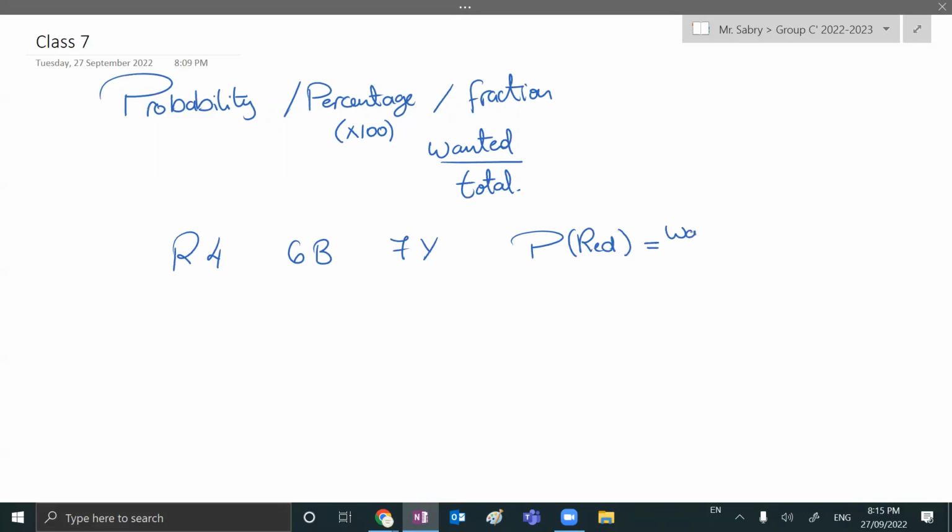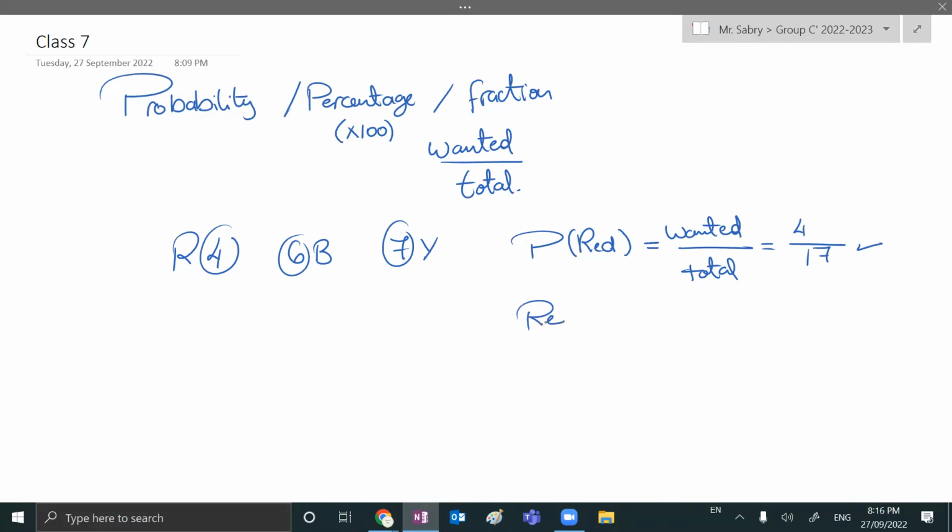Right away, you'll write the rule, because that's what we do to remember and to organize our thoughts. Just write the rule, and then the wanted is red. How many red? 4. Over the total. The total is all of them together, including the red. So the 4 plus the 6 plus the 7, all of them, which is a total of 17. That's it. That's the probability of selecting red.